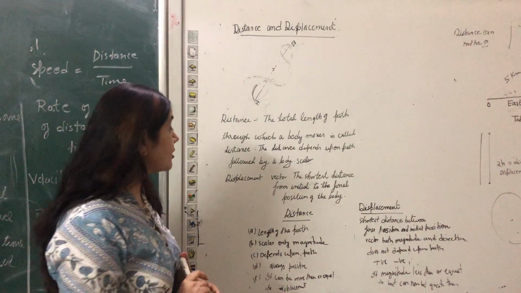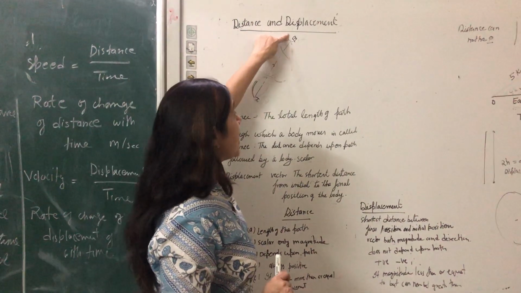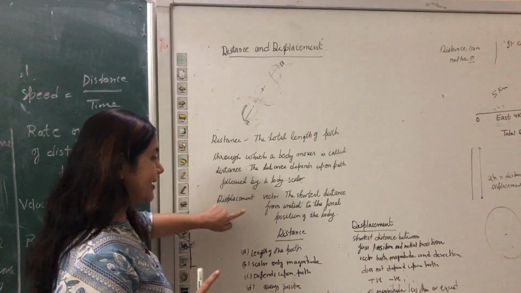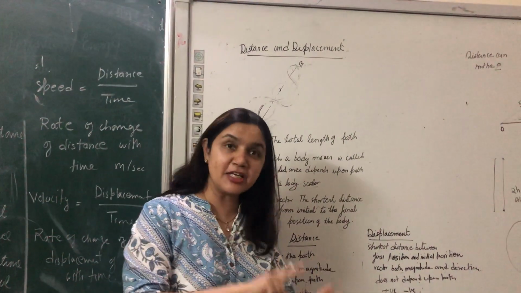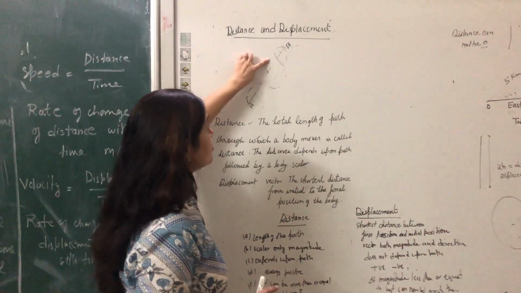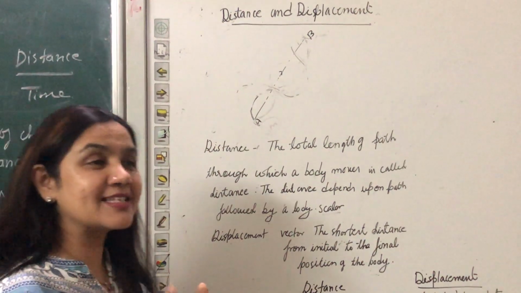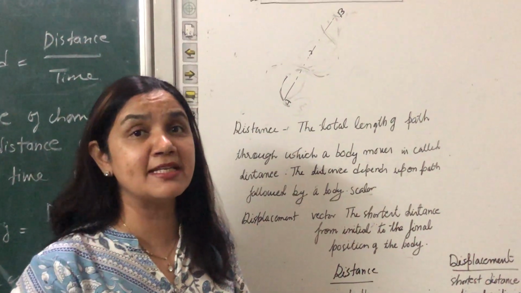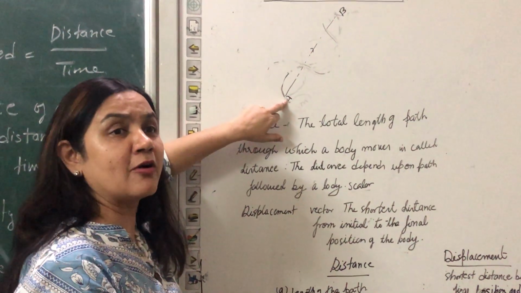But how will you calculate the displacement? When the person goes from A to B and comes back from B to A, how will you calculate the displacement? Displacement means the final position minus the initial position. But this person has gone to B and finally come back to position A. So in this case the displacement will remain 0. Why is the displacement 0? Because the final position is A and the initial position was also A.